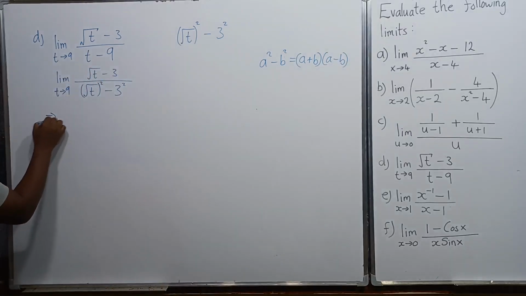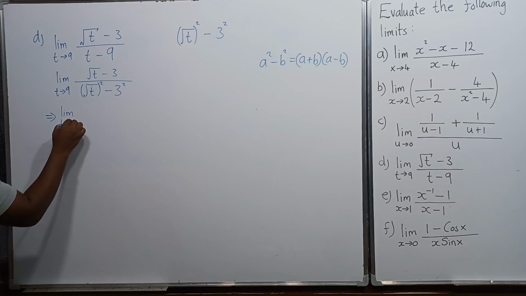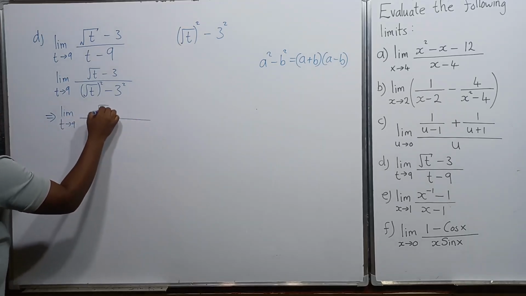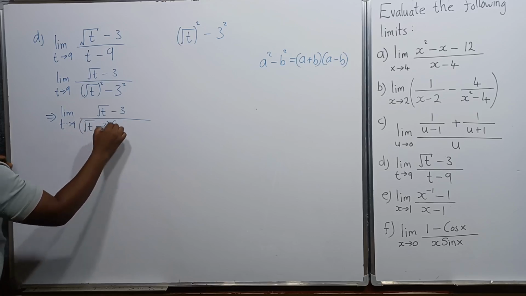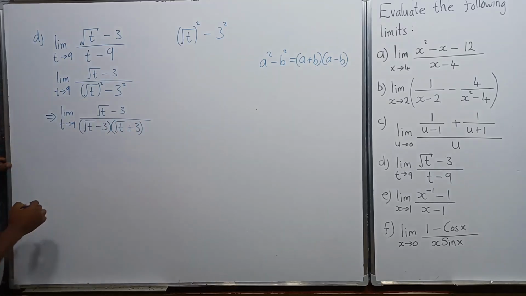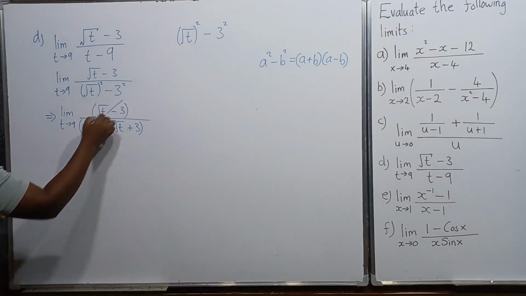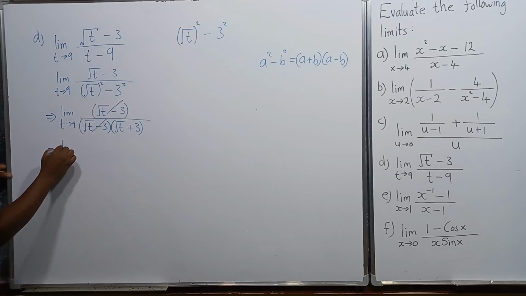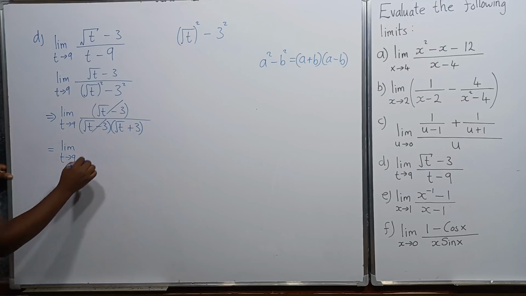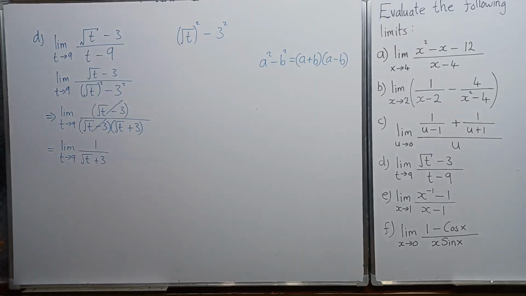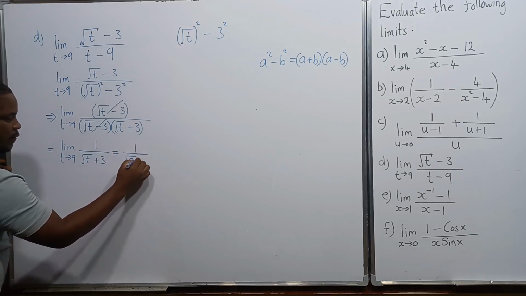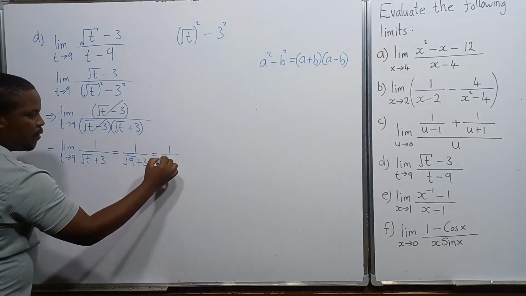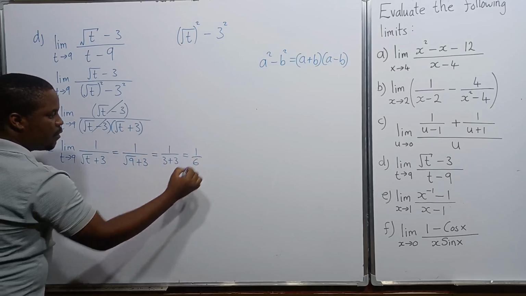So in this case, this will imply that the limit as t approaches 9, so numerator is root t minus 3. Denominator, the difference of two squares, will have root t minus 3 in brackets and root t plus 3, like that. Then at this stage, we can clearly see that this cancels with this, leaving us with the limit as t approaches 9. So in the numerator, we just remain with 1 over the root of t plus 3. At this stage, our job is just to replace t with 9. Hence, we'll get 1 over the root of 9 plus 3. This gives us 1 over 3 plus 3. Hence, our answer is 1 over 6.